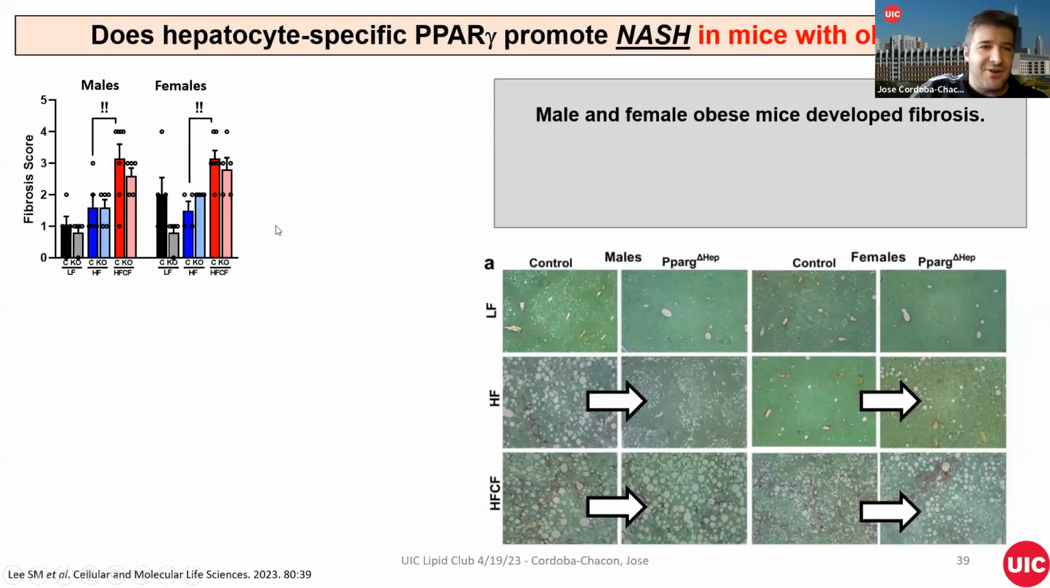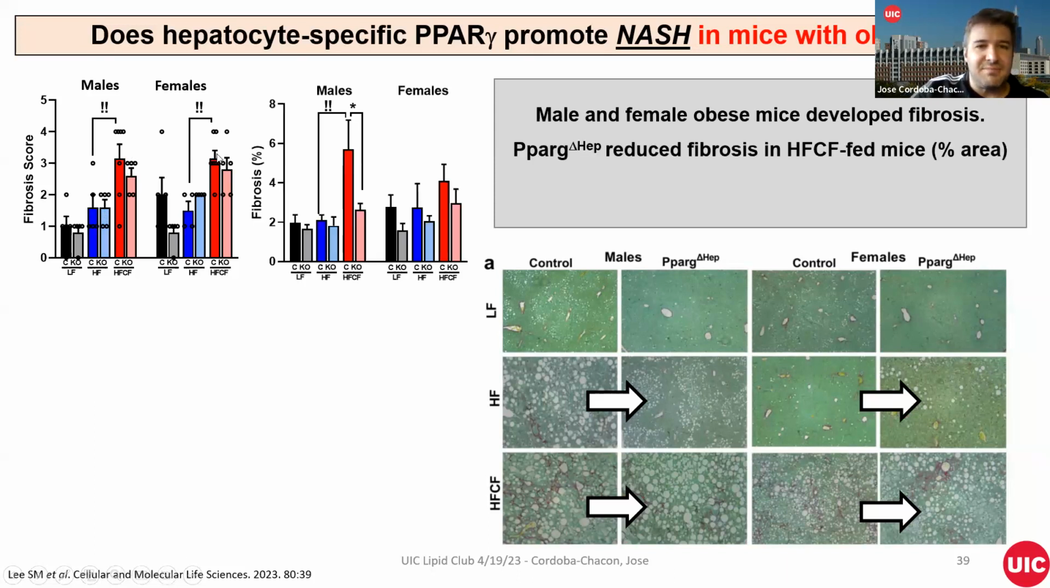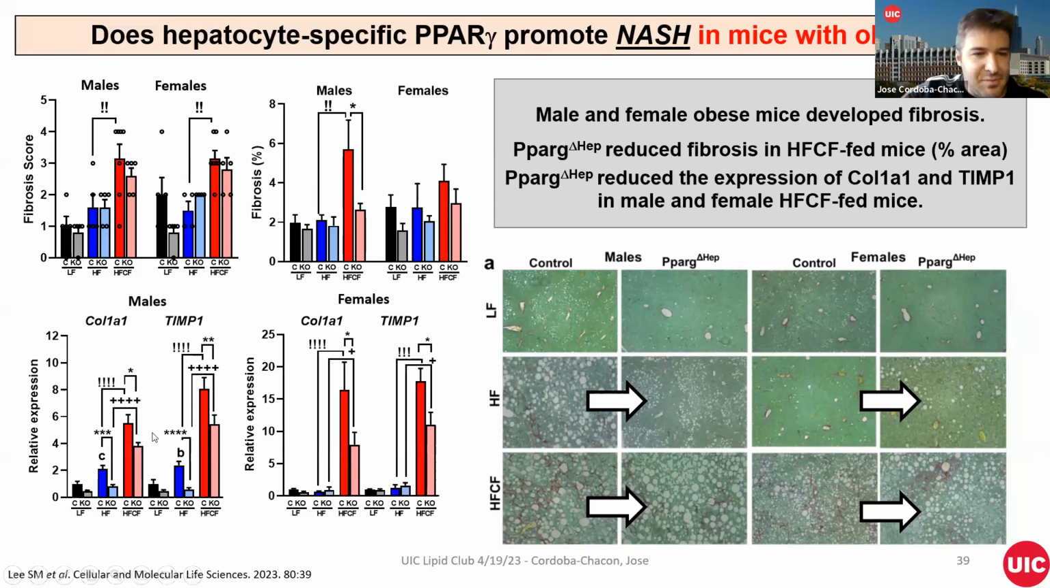When we look at the fibrosis, which is measured with a different staining, the Sirius red staining, we can see that the type of fibrosis increased in both male and female mice, but the Sirius red stain area was increased only in control mice. And the knockout mice treated with this NASH diet don't have that induction in the fibrosis area. Nonetheless, both male and female mice have increased expression of the fibrogenic genes.